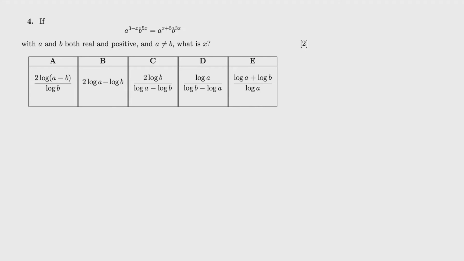Question 4. Now let's have a look at the question. It says, A and B both real and positive, and A not equal to B, and we got to solve for x. When you look at the equation, you may realize that x is actually in the exponent. So how can we do that? Well, if you look at the question again, it says A and B are both real and positive. It implies that you are allowed to take a logarithm on both sides.